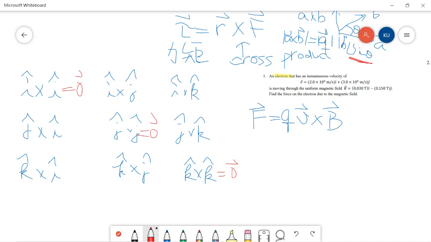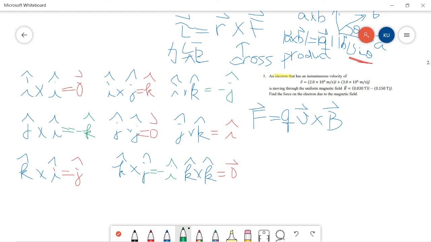So the next one is I cross J. I cross J will be k vector, and J cross K will be I, and K cross I will be J. And I use another color, green. So I cross K will be minus J. J cross I will be minus K. K cross J will be minus I.